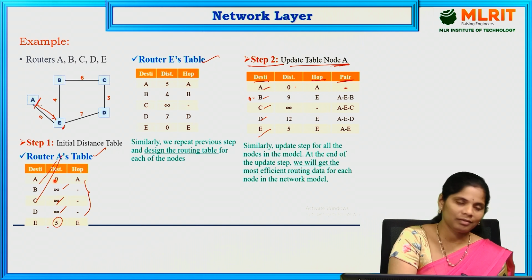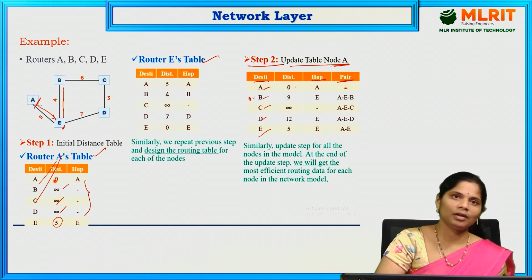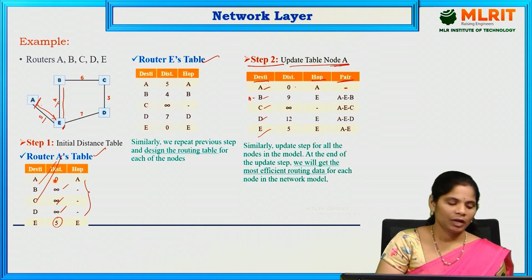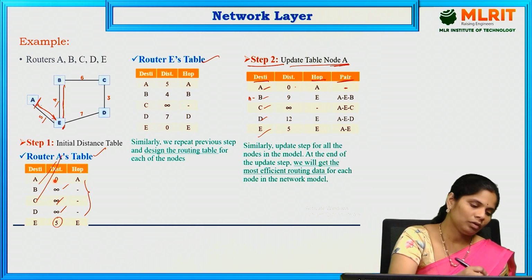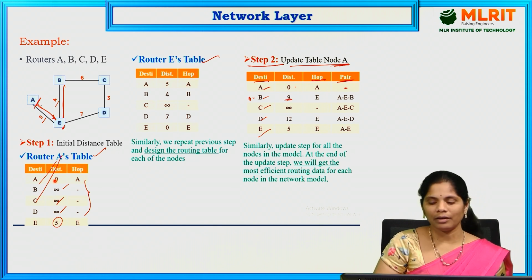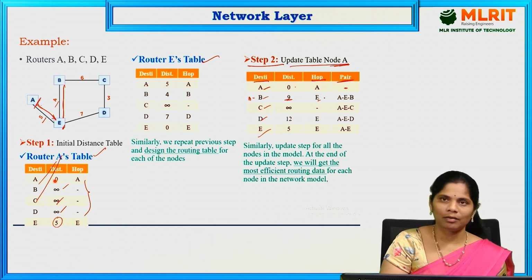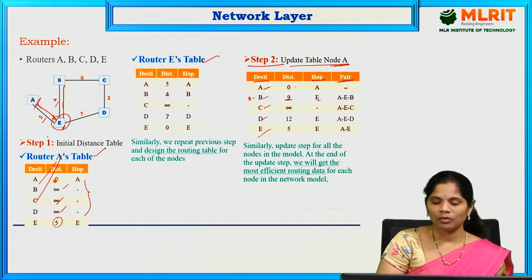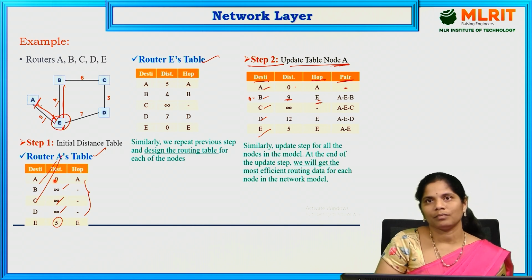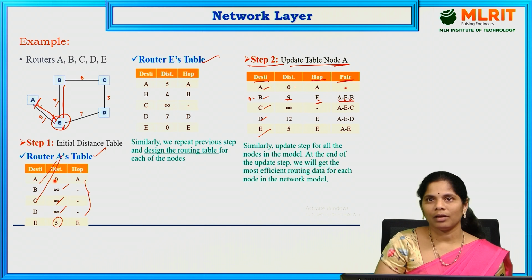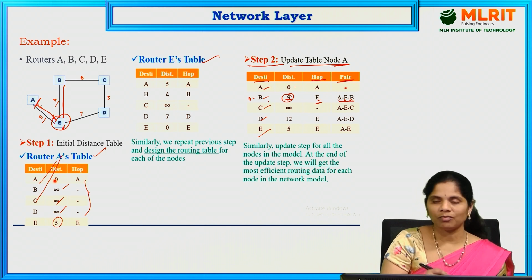A to E distance is 5. From E we can reach B, right? So that's why we are writing the total distance 5 plus 4 is 9. A to B: we are going to travel A to E, then E to B. So 5 plus 4 is 9. That is what we have to mention, 9. And the next hop for reaching A to B is what? E only. So here we have to write E. And next, what is the pair to reach from A to B? A to E we have to travel, E to B we have to travel. Like that we have to give the shortest path from A to B.